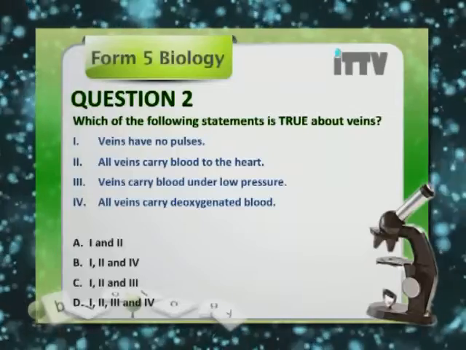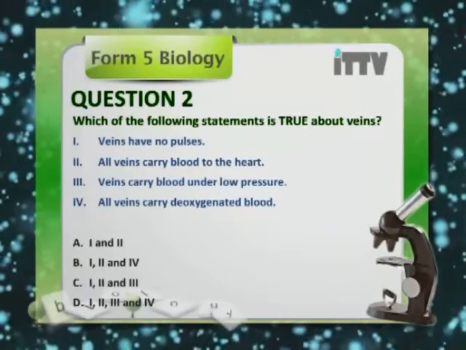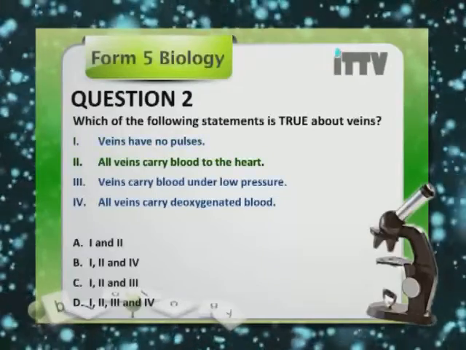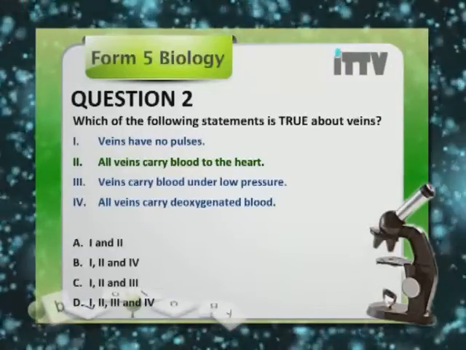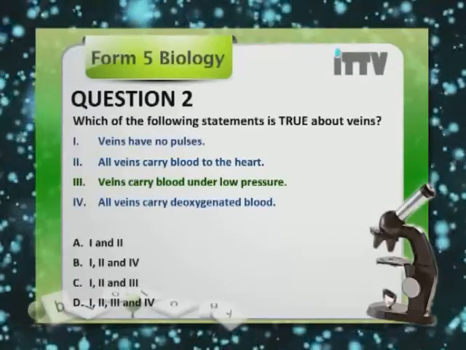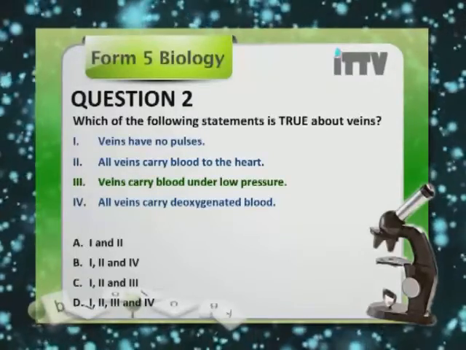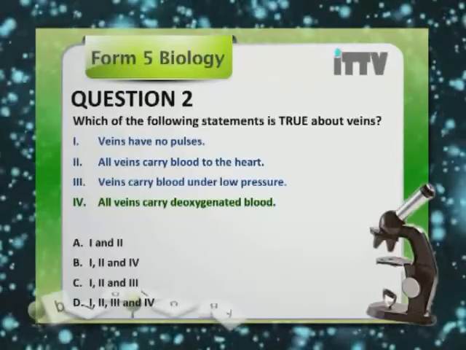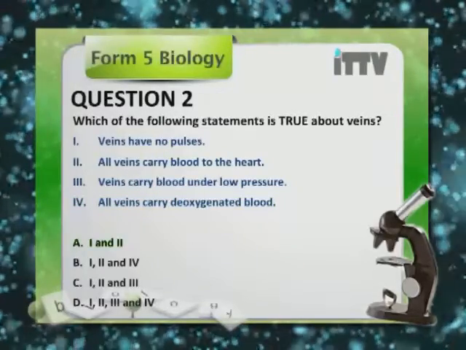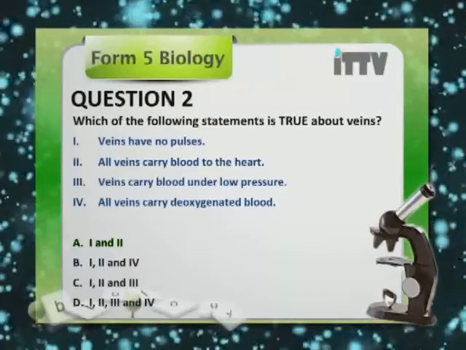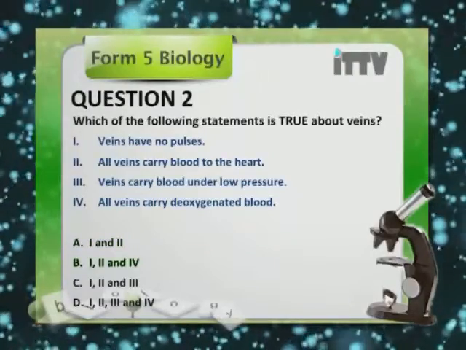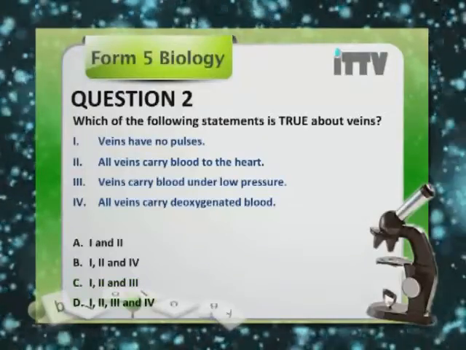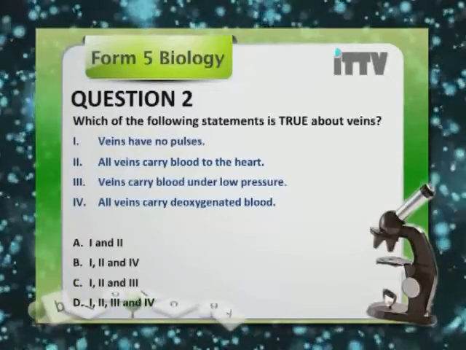Which of the following statements is true about veins? 1. Veins have no pulses. 2. All veins carry blood to the heart. 3. Veins carry blood under low pressure. And 4. All veins carry deoxygenated blood. The choices are A. 1 and 2, B. 1, 2 and 4, C. 1, 2 and 3, D. 1, 2, 3 and 4.